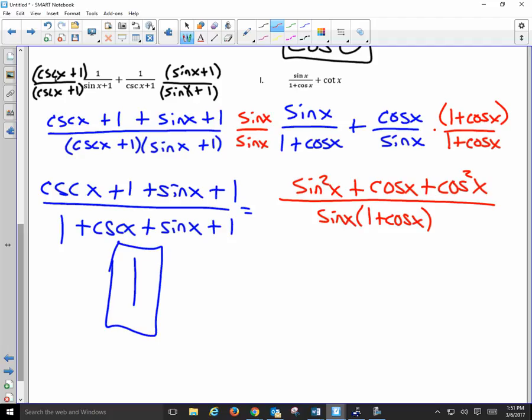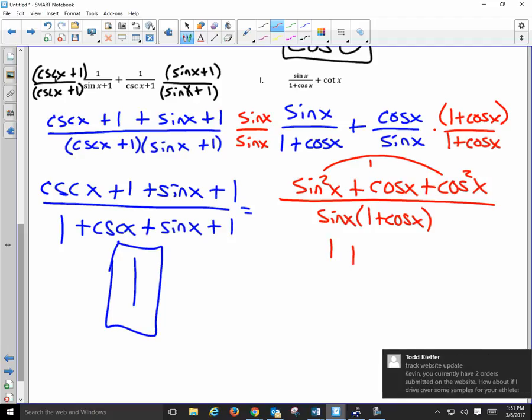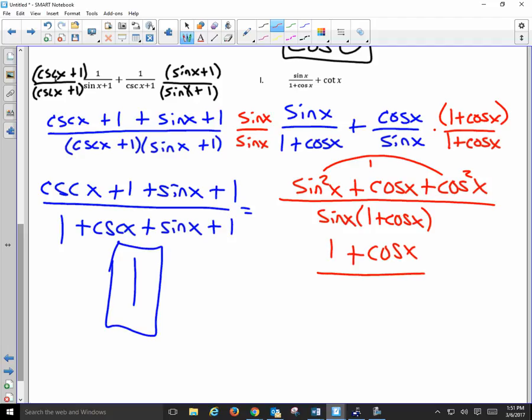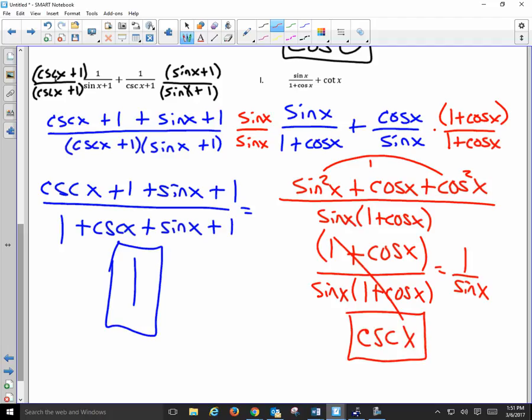What do you see, Jake? Sine squared plus cosine squared is 1. So now what you have in the numerator is 1 plus cosine of x divided by sine of x times 1 plus cosine of x. One over sine is not secant. Oh, all right. I said secant. Cosecant.